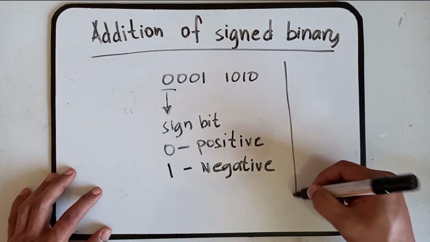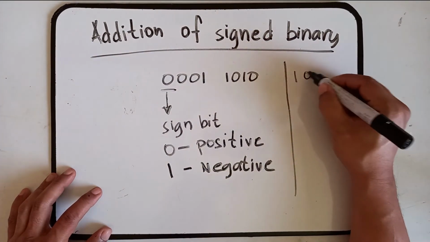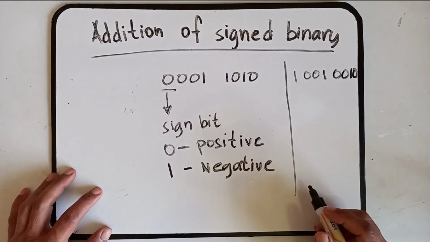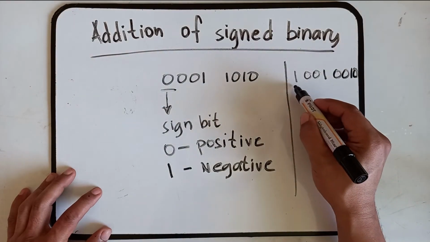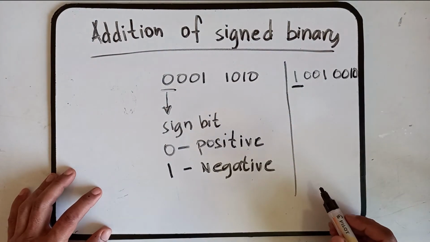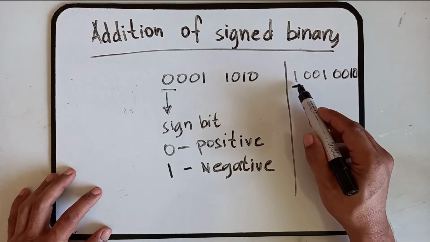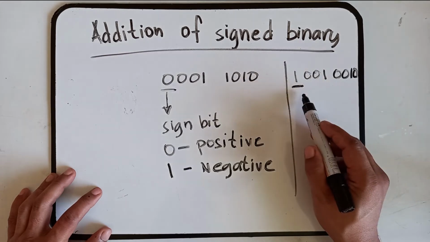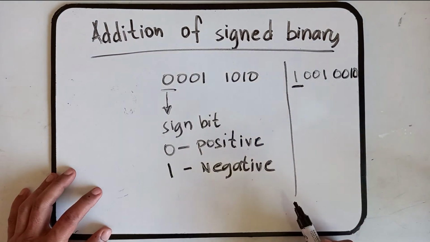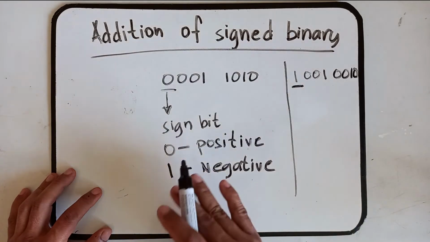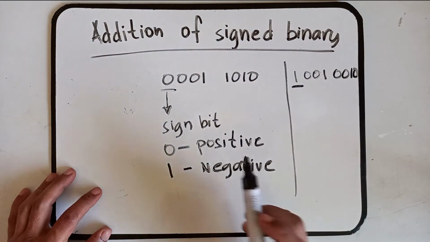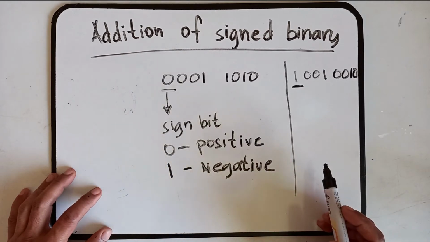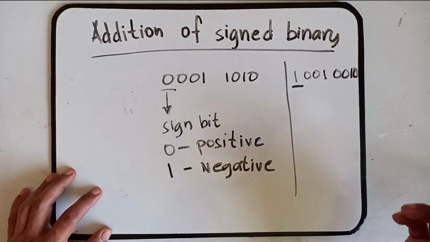And if we are given this example, let's say we have 1001 0010, just look at the most left side of the binary, which is the sign bit. In this example, the sign bit contains 1, and this indicates that this binary is negative. So meaning, just look at the sign bit. If it contains 0, that is positive. If it contains 1, then that is negative.